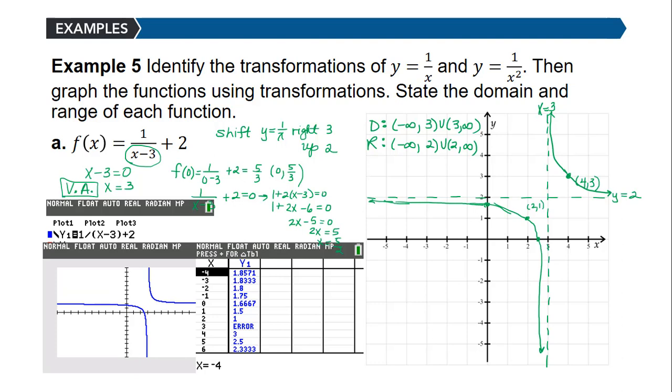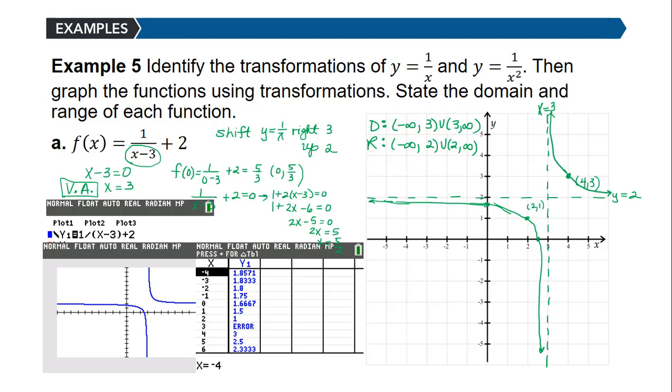So now let's see the graph from the calculator. So I input 1 divided by, in parentheses, x minus 3, close parentheses, then plus 2 on my calculator, and I graphed it. And so we can see this exact graph that I have drawn by hand.